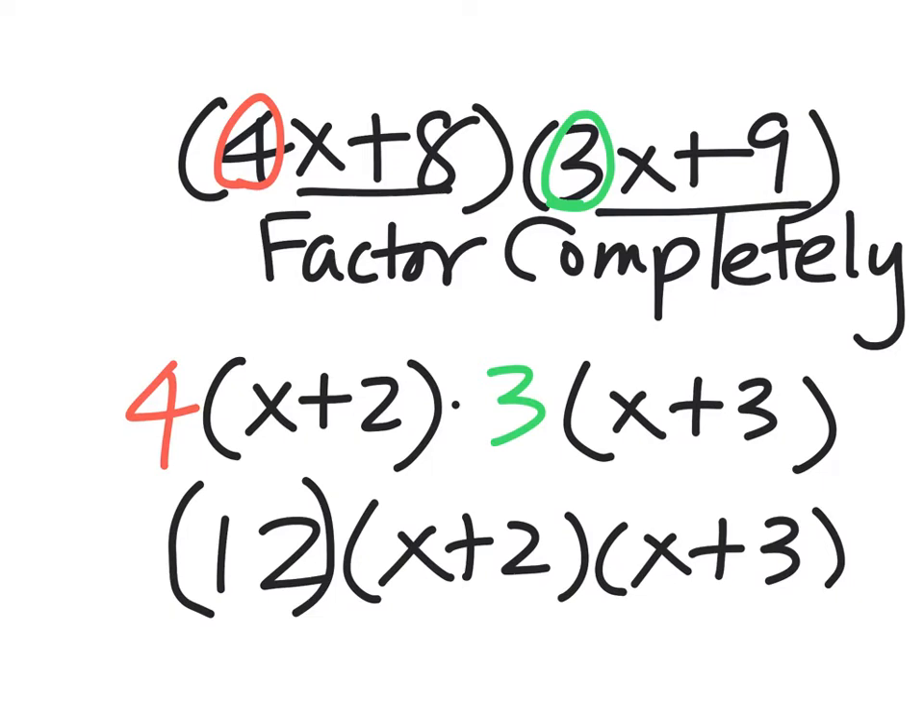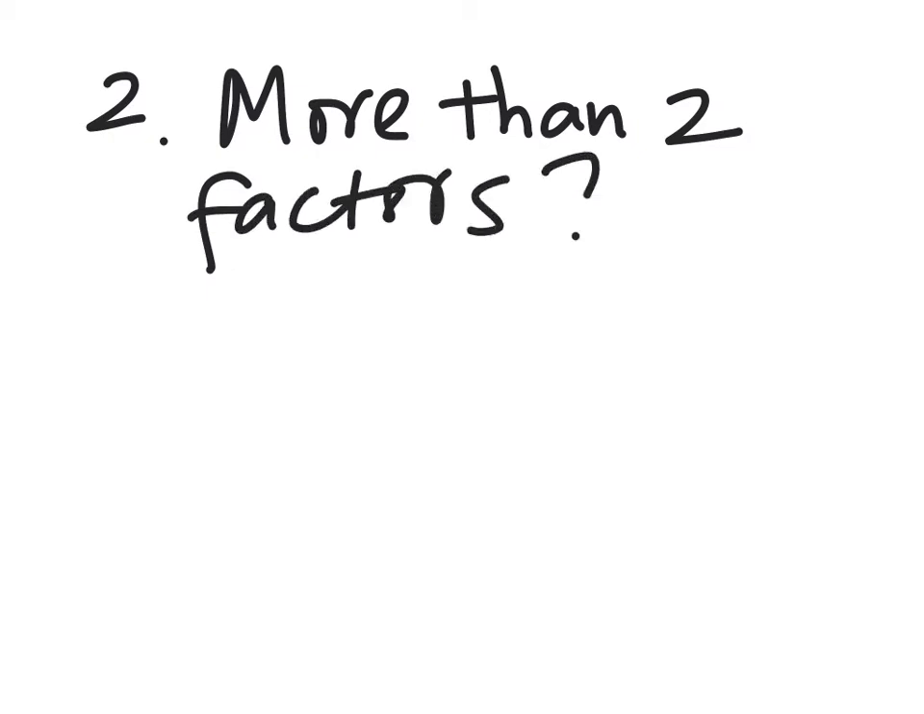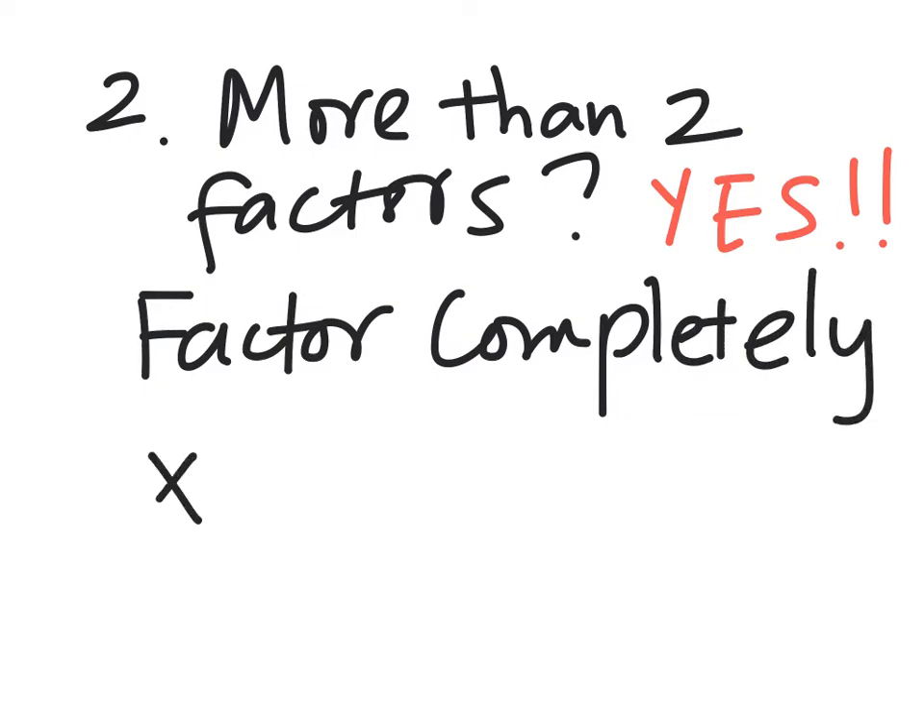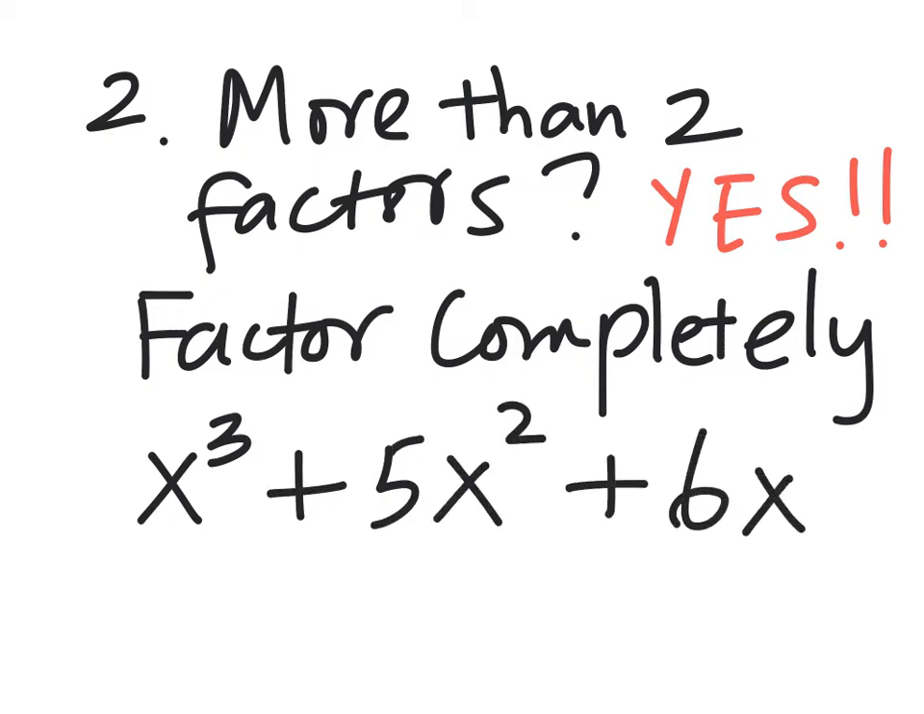Now, this actually goes into the second question that some of you asked, is it possible to have more than 2 factors? And the answer is yes. You already saw from the last example that 12 was a common factor and a numeric factor, so that makes 3 factors. Let's take a look at another example. If I want to factor completely, and I'm going to start mentioning this word completely more and more frequently, this polynomial, x cubed plus 5x squared plus 6x.